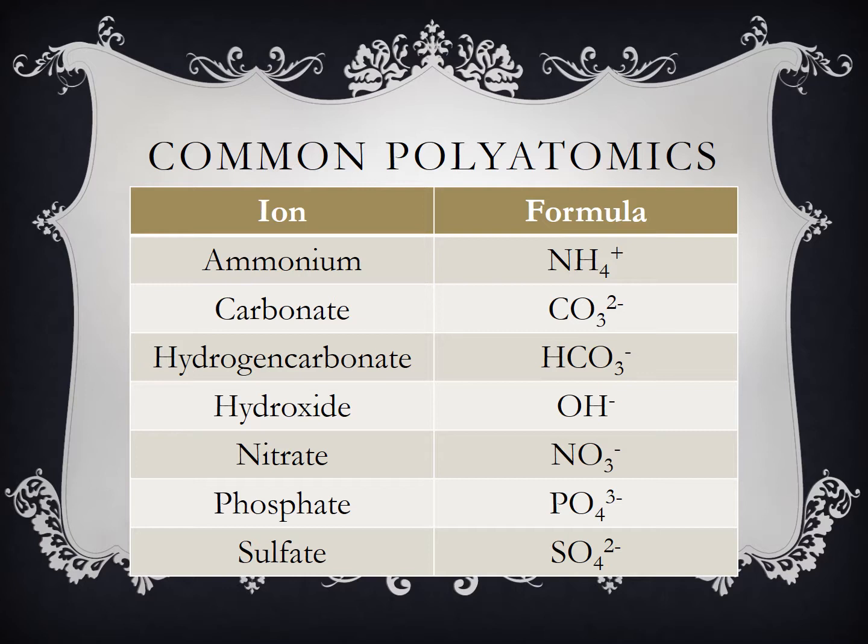Here are some polyatomic ions. You have a list in your packet, but you can see ammonium is your +1 charge, NH4. Polyatomic just means it has many atoms, so it has more than just one type of atom. Ammonium is made up of nitrogen and hydrogen, where carbonate is made up of carbon and oxygen. Hydrogen carbonate is hydrogen, carbon, and oxygen, and so forth. You have hydroxide, nitrate, phosphate, and sulfate with different charges. Carbonate is -2, hydrogen carbonate is -1, hydroxide is -1, nitrate is -1, phosphate is -3, and sulfate is -2.